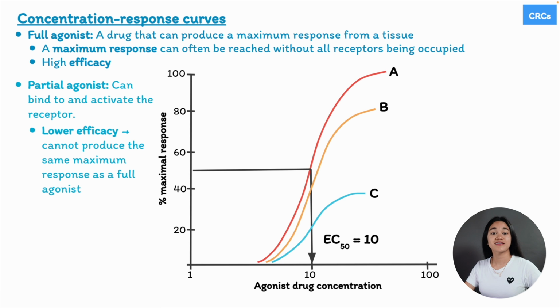All right, that's agonist drugs. Let's now move on to antagonism and go through the different types.